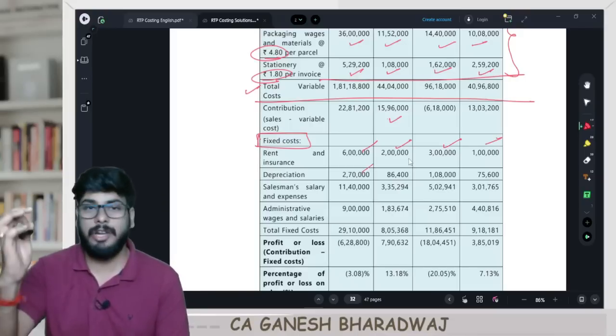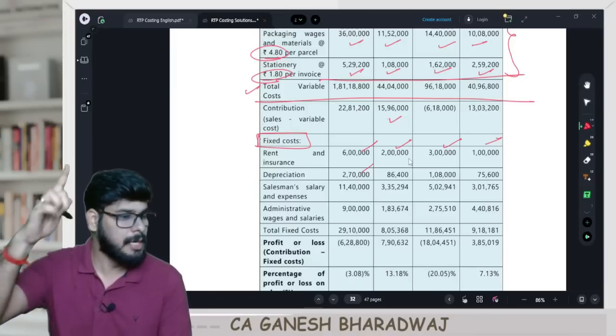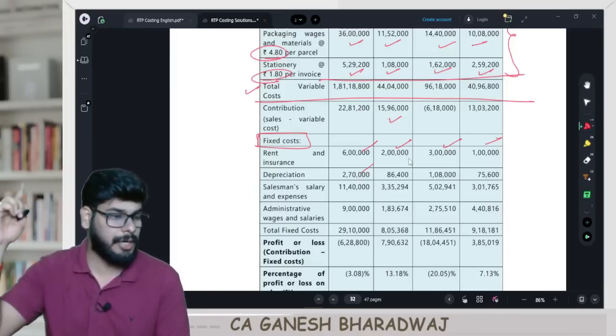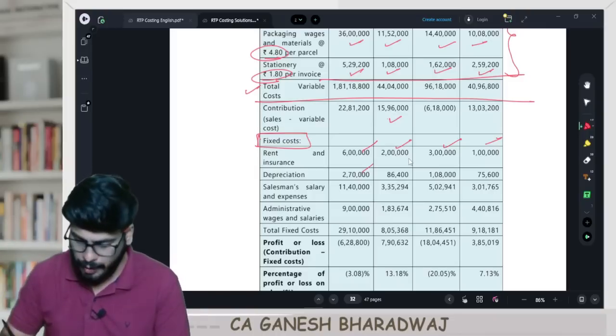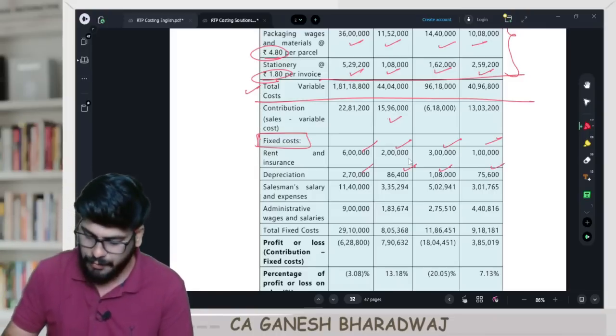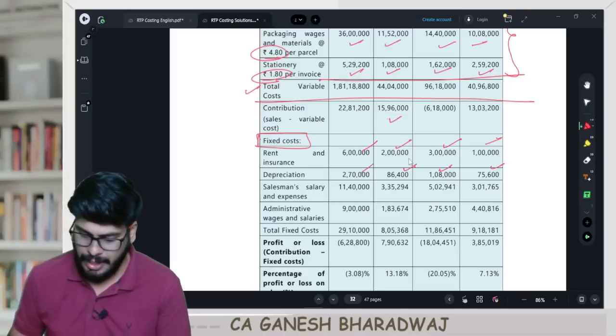Now the basis of allocation, they have given it as number of parcels. Product wise, they have parcels 2,40,000, 3 lakh and 2,10,000. So on the basis of 24 is to 30 is to 21, if you apportion, these are the three figures that you will be getting: 86,400, 1,08,000 and 75,600.